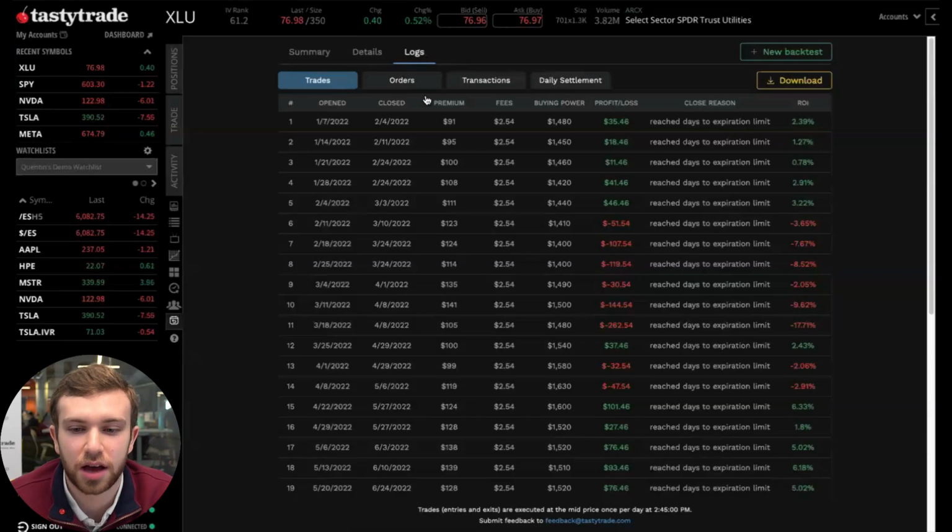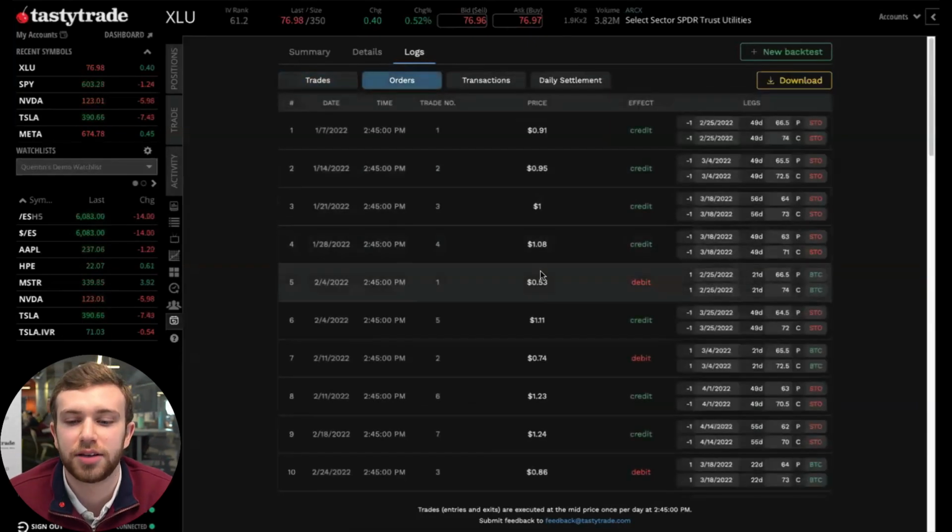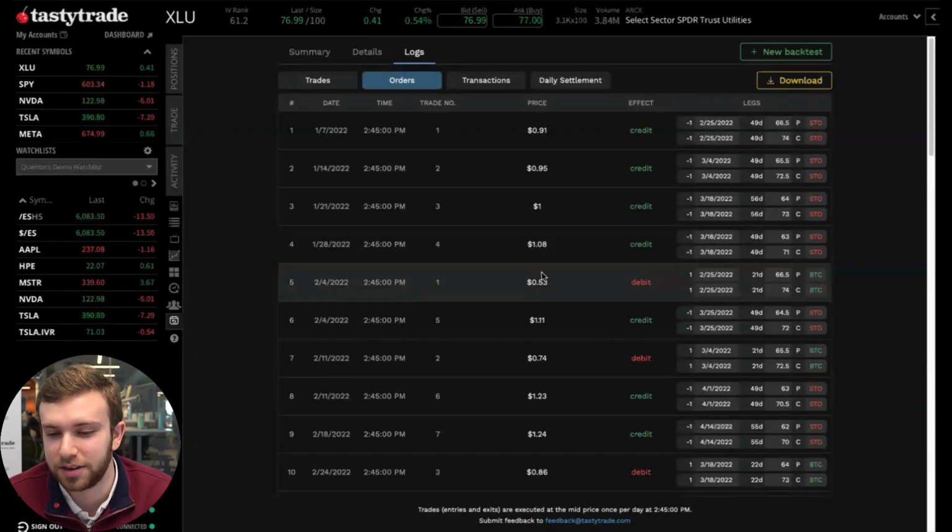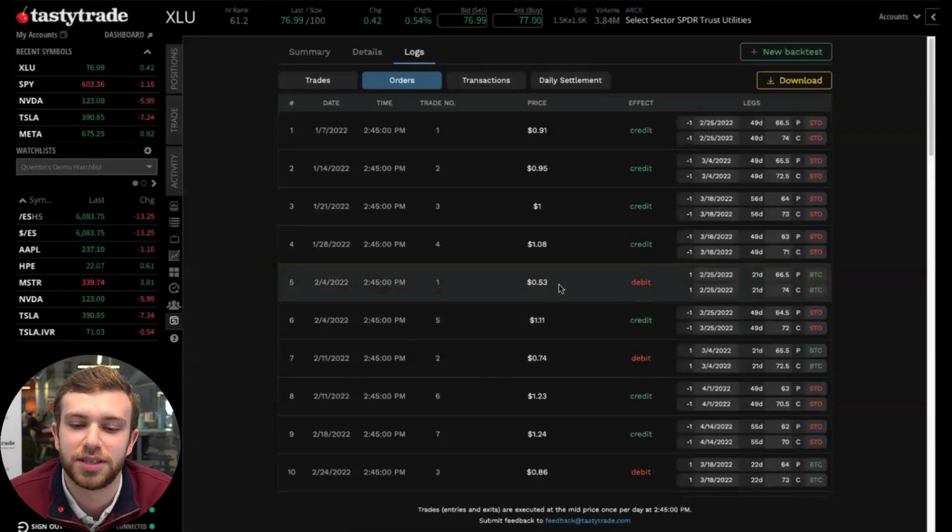And then we can look at the logs as well to see any of the trades, the different orders that were entered, if there's any sort of exercise and assignment. I doubt there'd be early assignment in this case just because we're already closing at that 21 DTE area. But you can always see how the early management works.